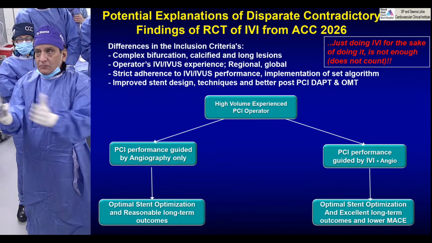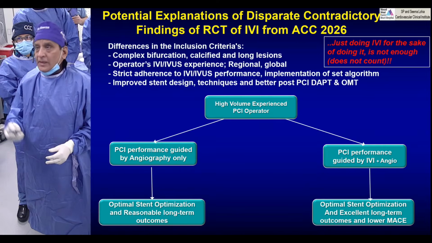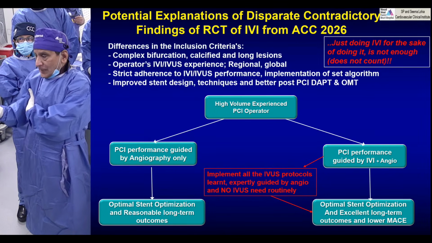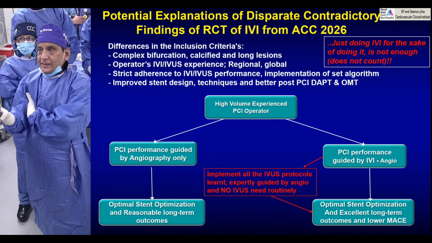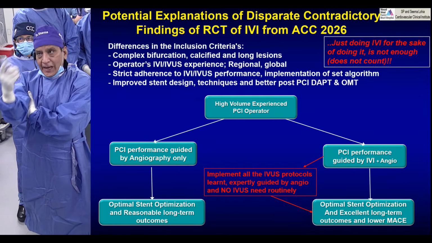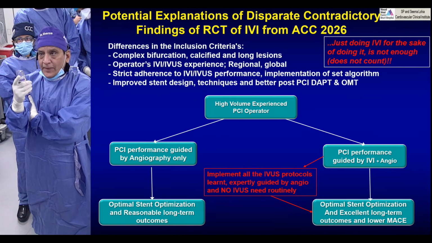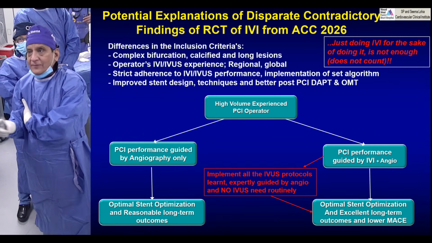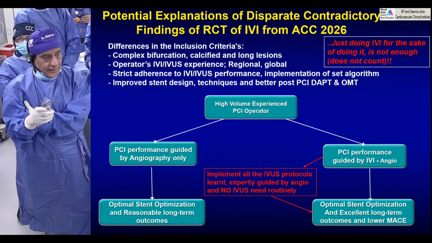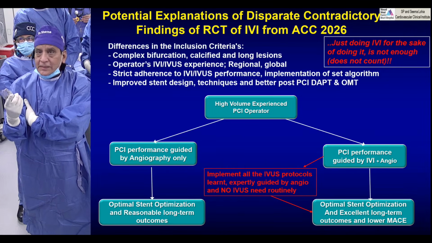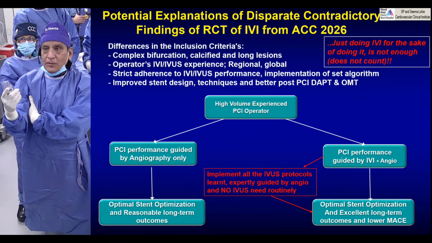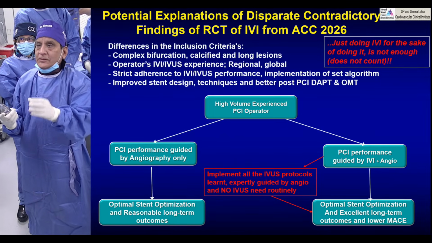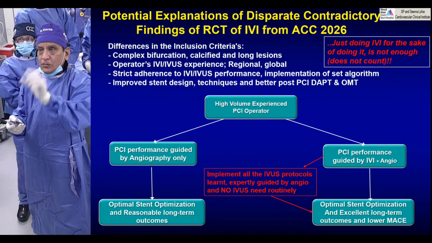Now, how do you interpret the trials which we have? Well, basically, I would say very simple here. What happened is, we learned from IVUS and OCT how to optimize a stent, and now with our eyeball, we decide to implement all the IVUS protocol learned, expertly guided by angio, and no IVUS needed routinely. So what does that mean? That we learned by using imaging how a stent should look. There should be no dent. If there is a little doubt in the corner, we go back and put a stent even without imaging. So key is, this to me is the new era.